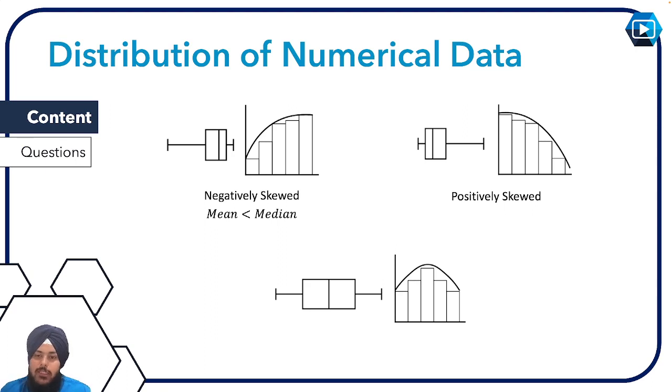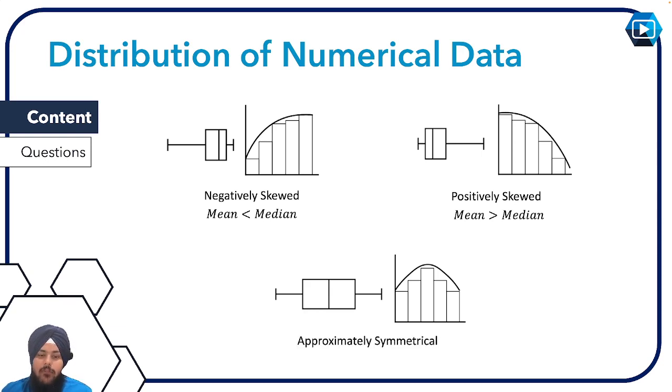Alternatively, we can also have positively skewed data. Contrastingly to negatively skewed data, we have a tail now at the positive end of the data, and thus it is called positively skewed data. In this case, the mean will be greater than the median.